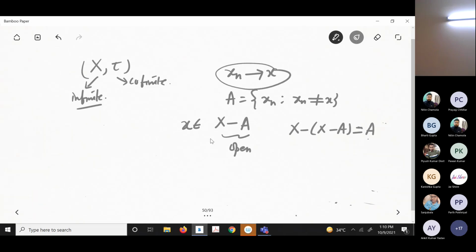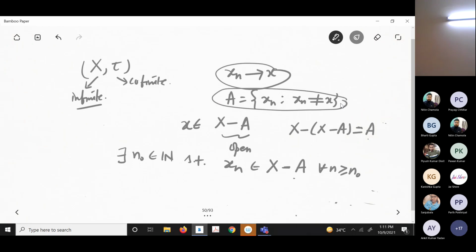So it should contain a tail of the sequence. That means there exists n naught in N such that x_n belongs to X minus A for all n greater than or equal to n naught. After n naught, everybody is here. That means x_n doesn't belong to A for all n greater than or equal to n naught. That means A has to be finite. You're done.